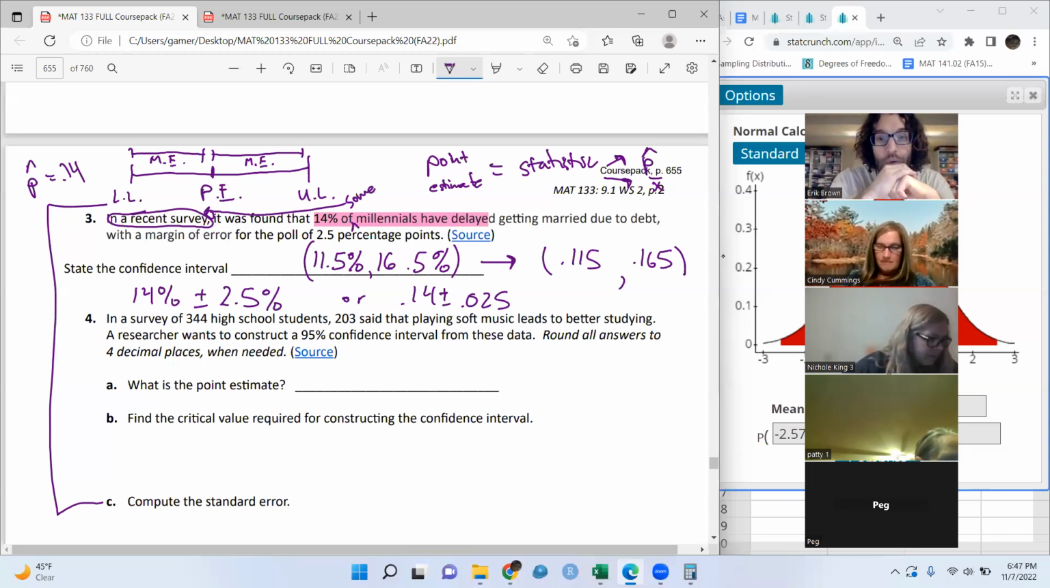Now, the only thing that's missing from 3 is the confidence level. The more confident we get, the wider our interval has to be. The less confident we get, the more narrow our interval can be. Like, I can tell you, I'm 100% confident that the mean grade for this class on the final exam is going to be between 0 and 100%, because my interval contains all possible values.